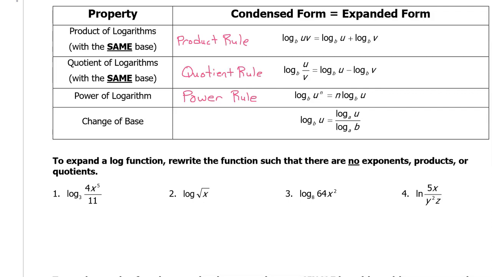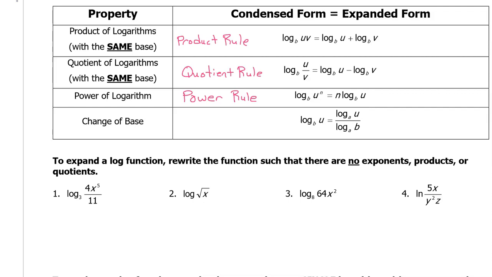You've got your product rule, which says that if you have the log of something times something, it can be expanded as the log plus a log. Quotient rule, if you have the log of something divided by something, you can rewrite it as the difference of 2 logs. You have the power rule that says if you have the log of something that has an exponent, you're allowed to put that exponent in the front. And then there's the change of base formula that we already talked about yesterday.